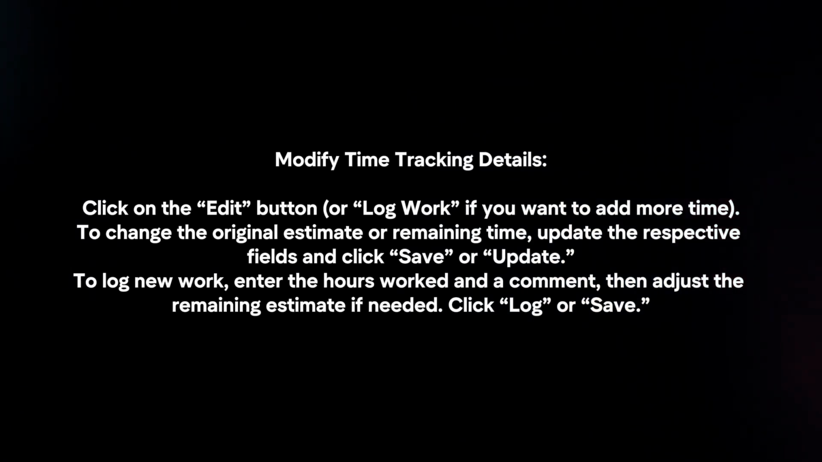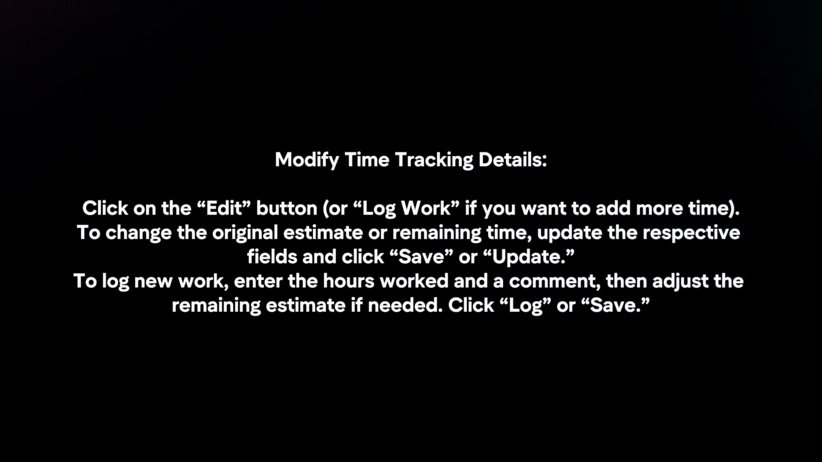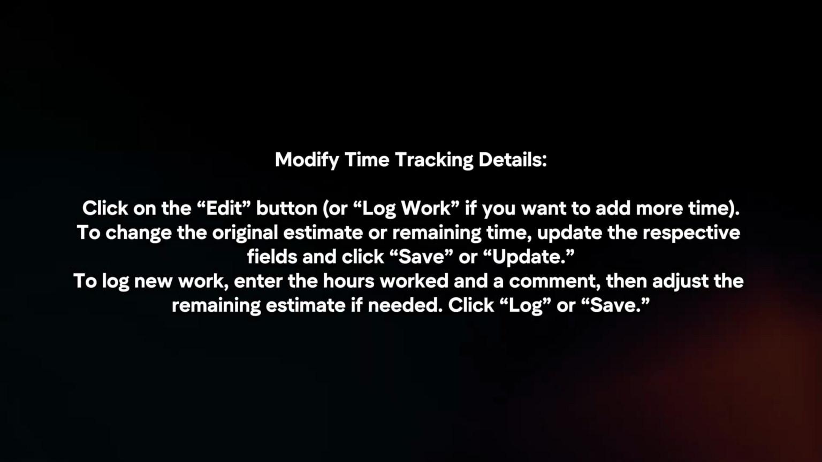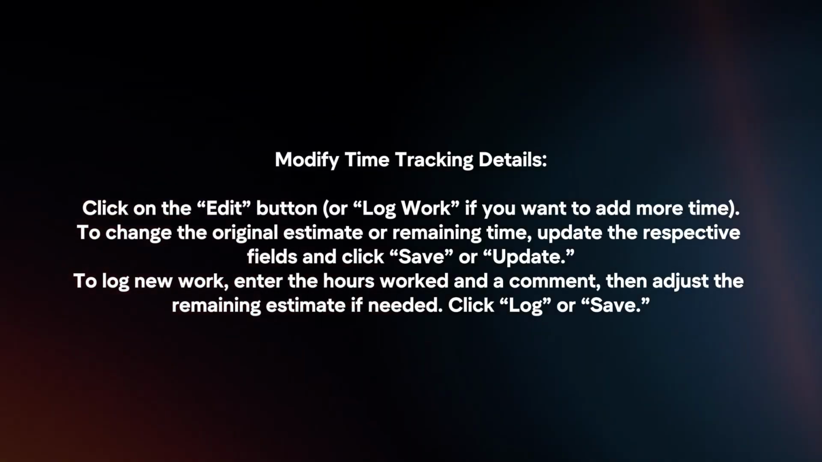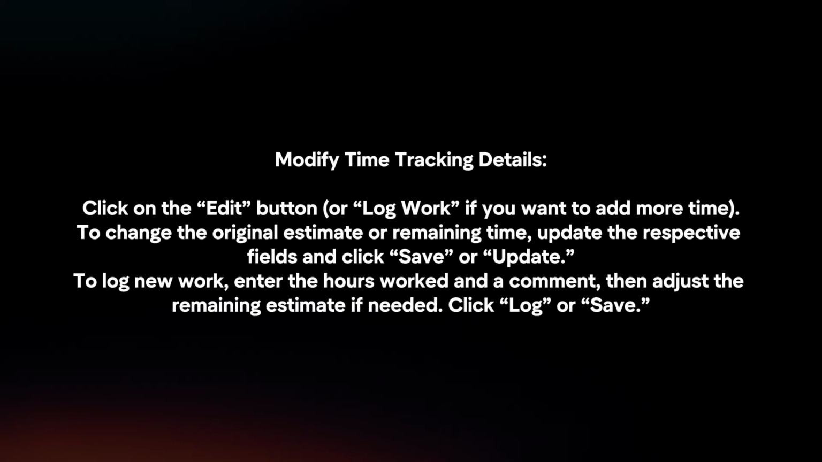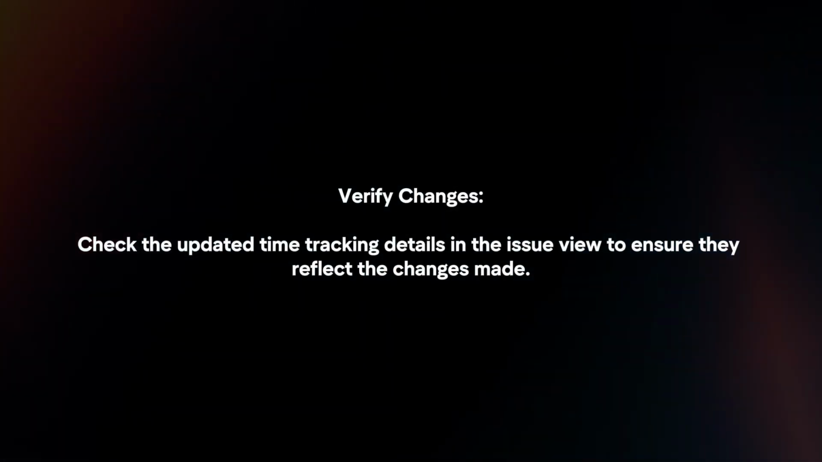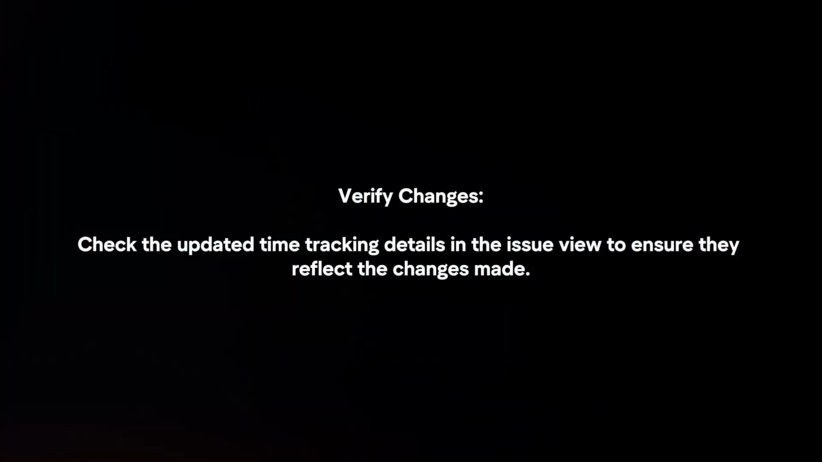To change the original estimate or remaining time, update the respective fields and click Save or Update. To log new work, enter the hours worked and the comment, then adjust the remaining estimate if needed. Click Log or Save. Verify changes. Check the updated time tracking details in the issue view to ensure they reflect the changes made.